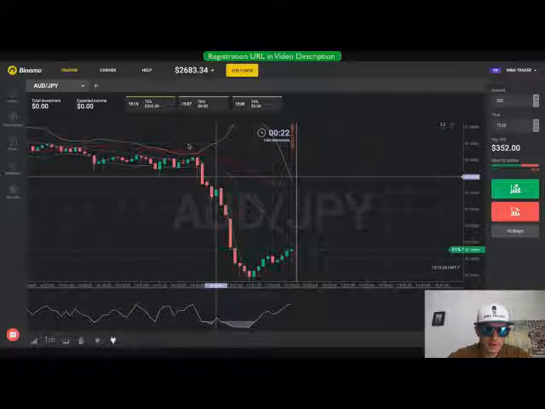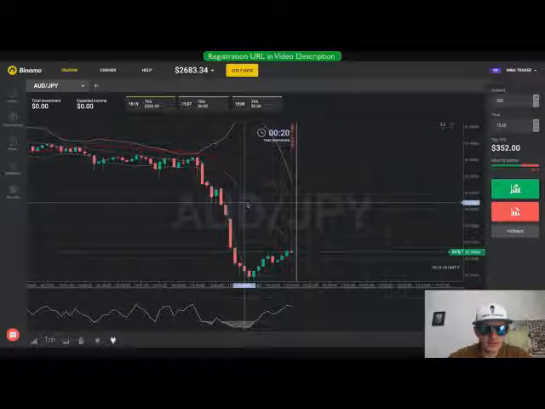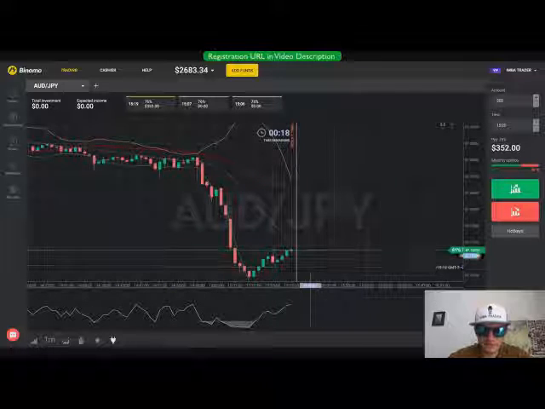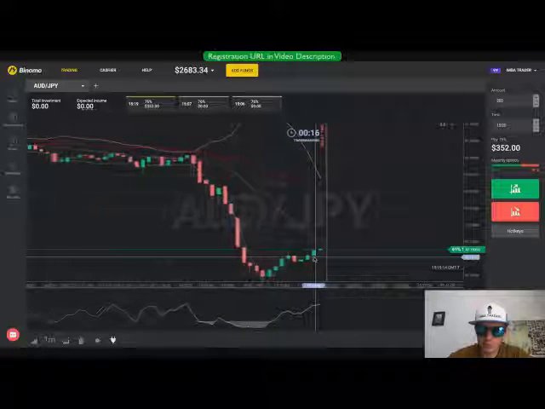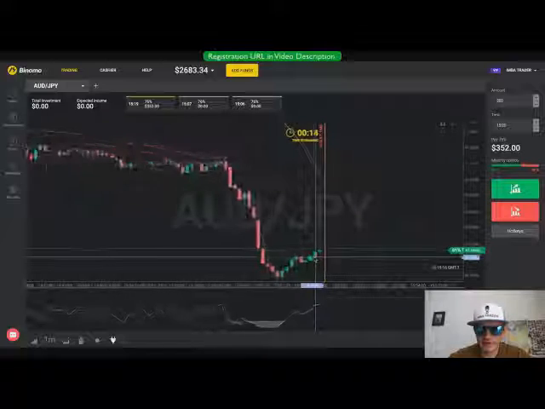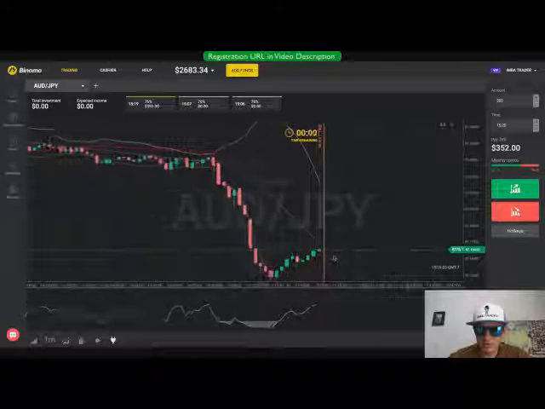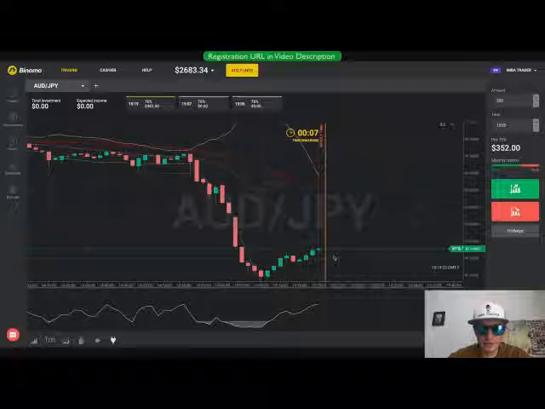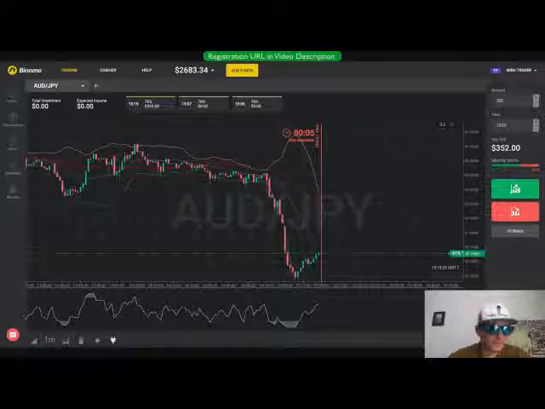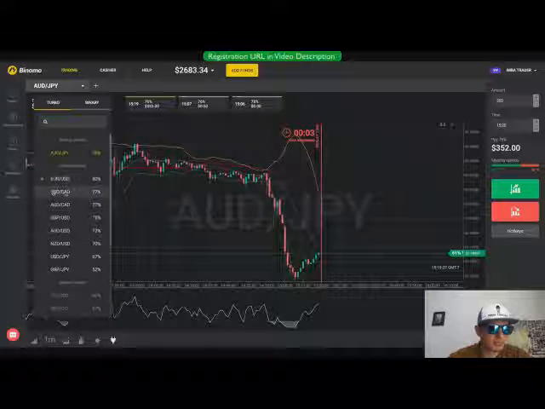Okay, so our trade just won. Investing 200 bucks, we got 352 back, but it wasn't like an iron trade. It wasn't something that I was 100% sure about. It's good that we won, but I would look at a couple more assets.